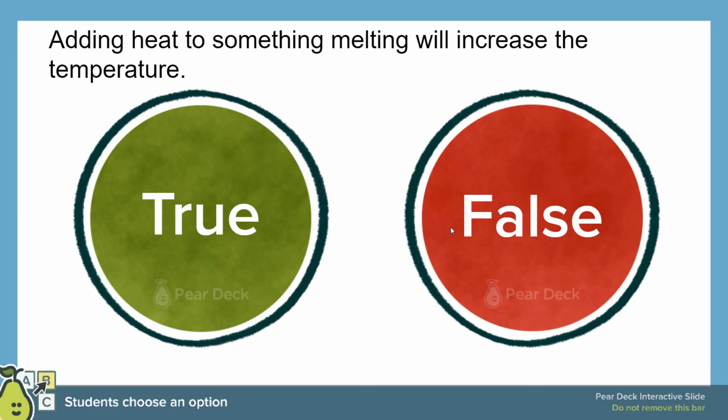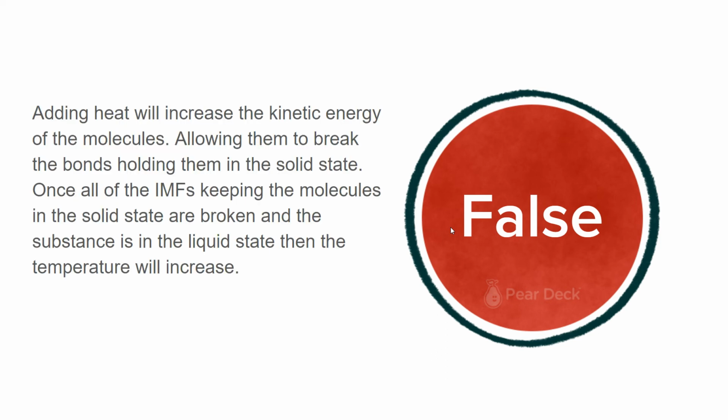So another true and false question for you. Adding heat to something that is melting is going to increase the temperature. Do you think that's true or false? That is actually a false statement. Adding heat just increases the kinetic energy of the molecules. And remember, kinetic energy is energy of movement.